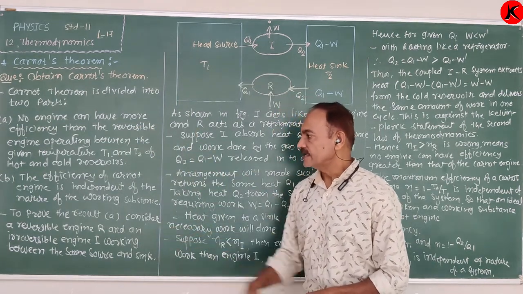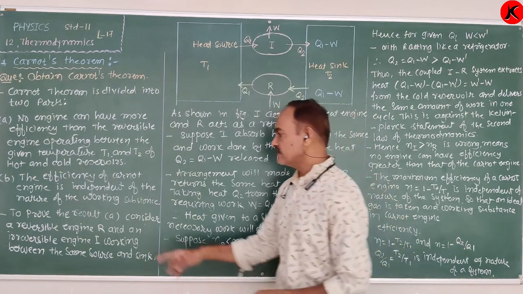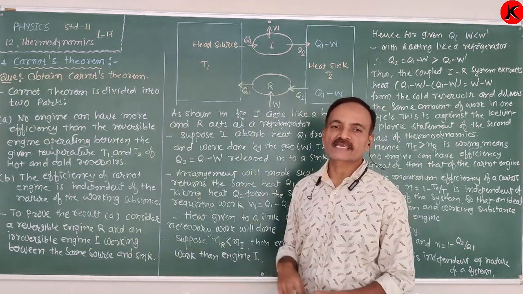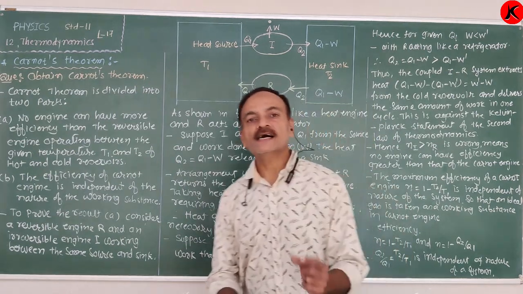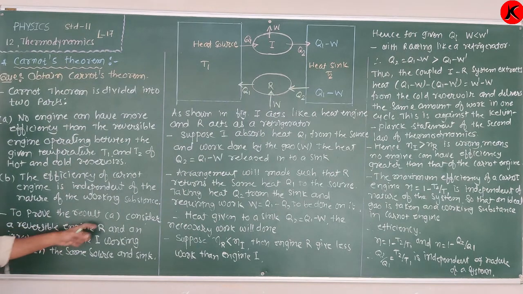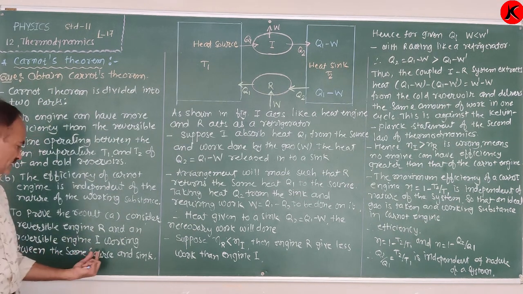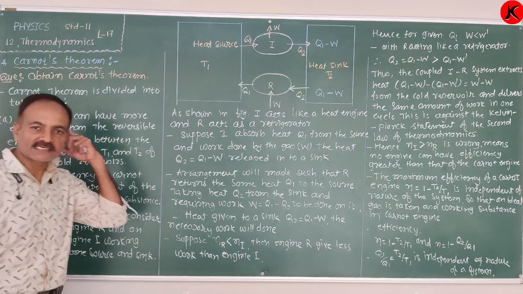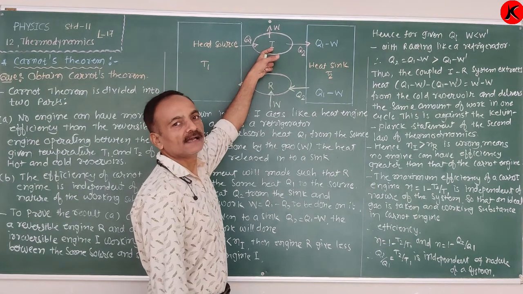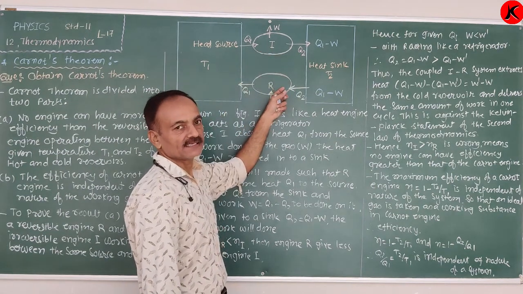Right? Therefore, to prove the Carnot theorem, to prove result A, consider a reversible engine R and an irreversible engine I working between the same source and the sink. Here we consider two engines. One is the reversible engine denoted by R and the second is the irreversible engine denoted by I. Both operate between the same temperatures, that means the same source and sink. That is shown in the figure. There is the irreversible engine, there is the reversible engine.